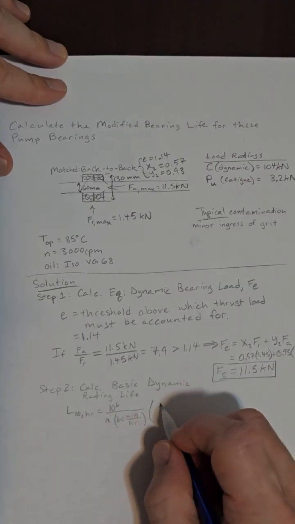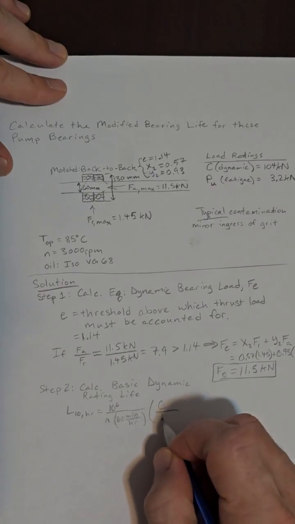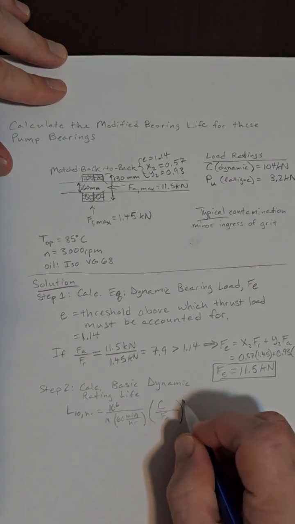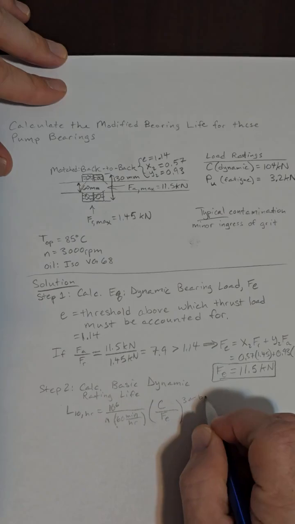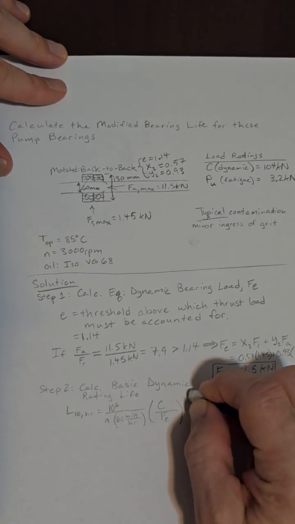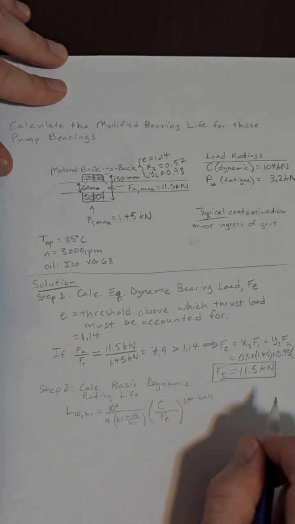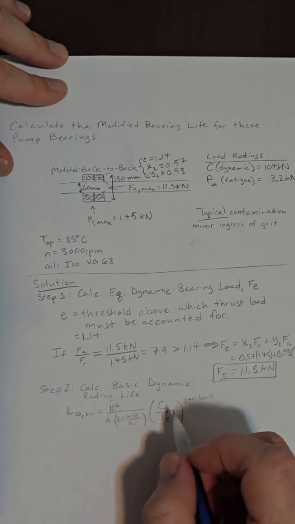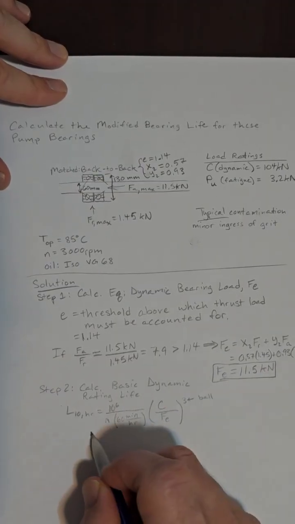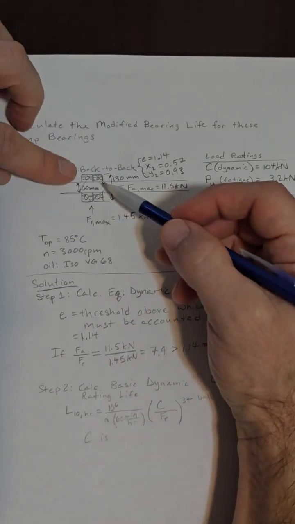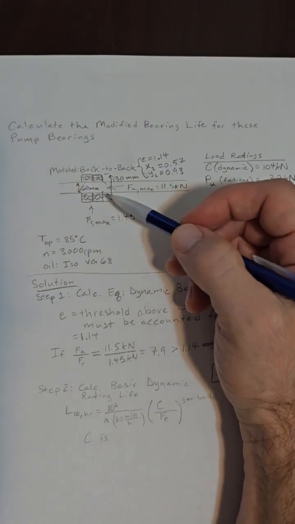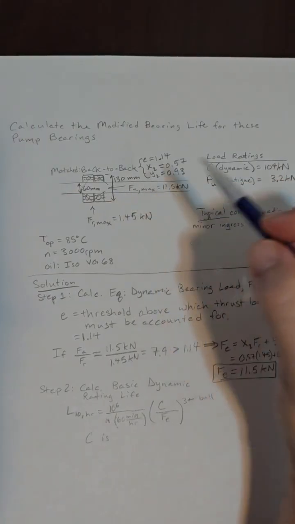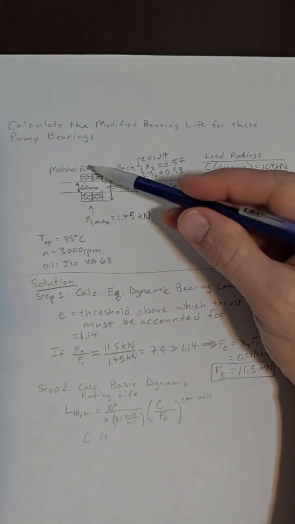And then we have the C value over the FE value. Since this is a ball bearing, it's cubed. If this was a roller bearing, it would be to the 10/3 power. Now this C value, because these are two bearings, we have a higher load. We don't deal with them individually because they work together.